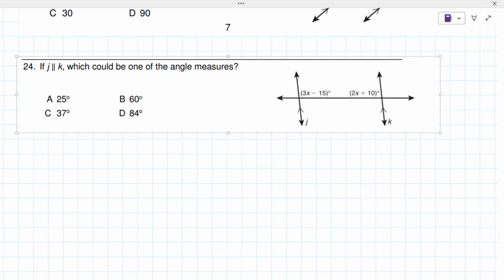I got A. All right. Did you set these equal or did you add them up to something? I set them equal to each other. So these are considered same side interior. They're on the same side of the transversal. So they add up to 180.